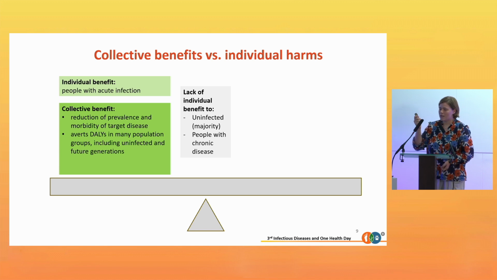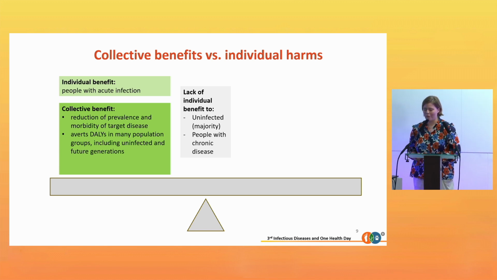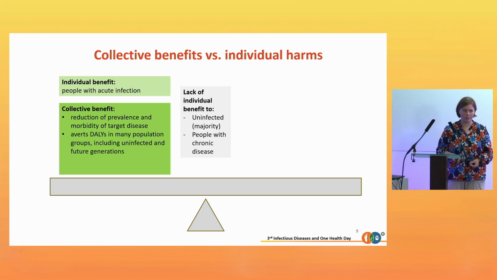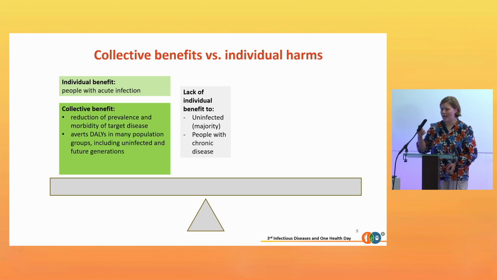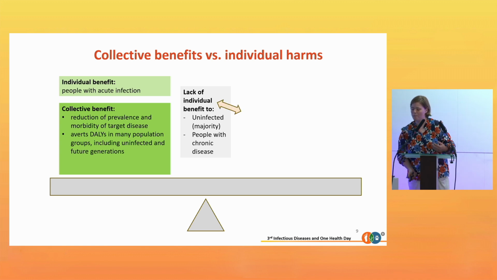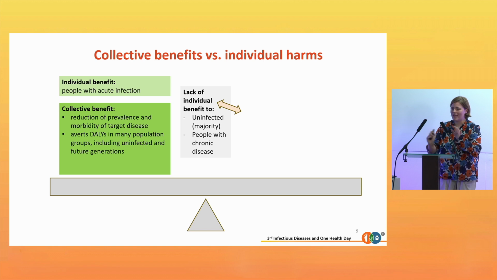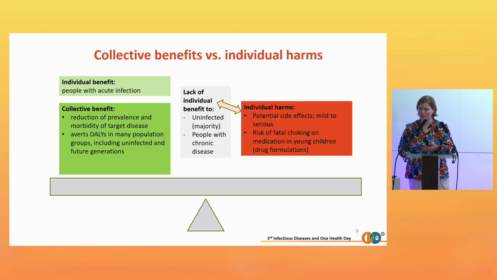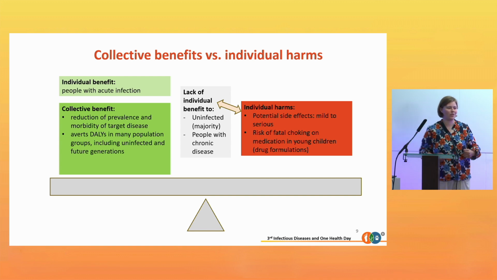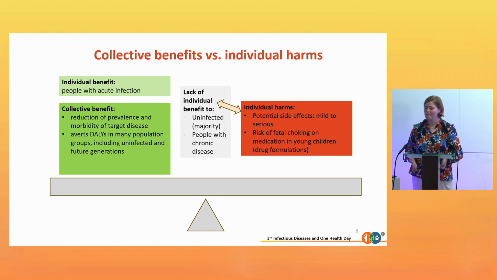The problem is that most people treated are in fact uninfected, and those do not have any individual benefits of the measure. And people with chronic disease also do not benefit from the treatment because it does not revert their symptoms in any way. This has to be put in context with the fact that there are individual harms, so there are side effects from the drugs, like for every drug, but when you treat a population, of course, you will see those side effects, ranging from mild to serious.